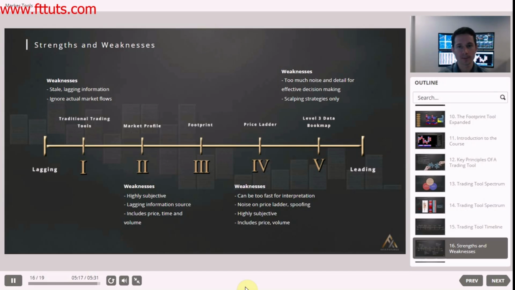Now, we're going to move on to the footprint tool, and we're going to talk about this footprint tool in terms of its advantages, and you'll see how those advantages effectively cover the weaknesses of the tools that I've just spoken about.